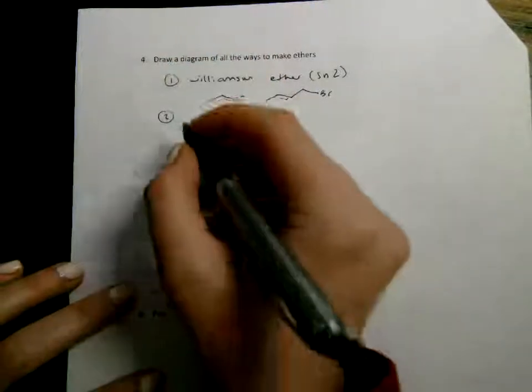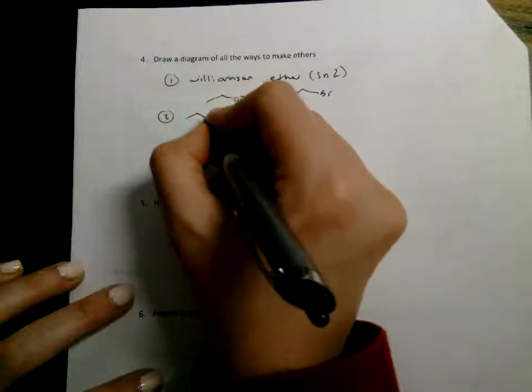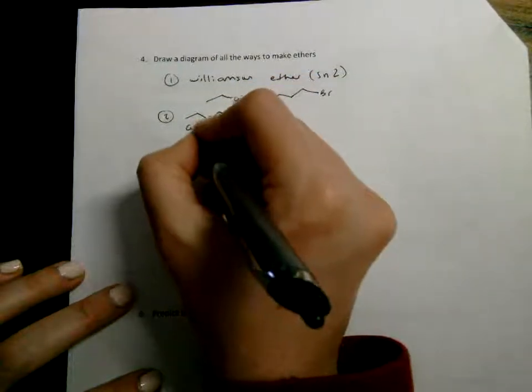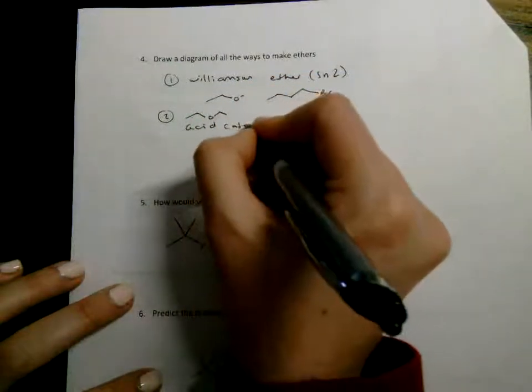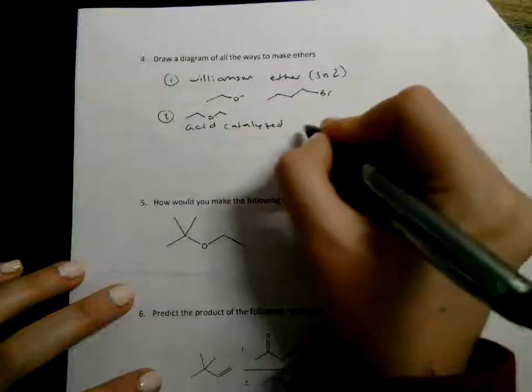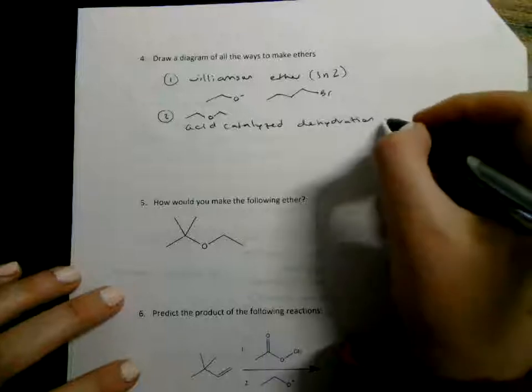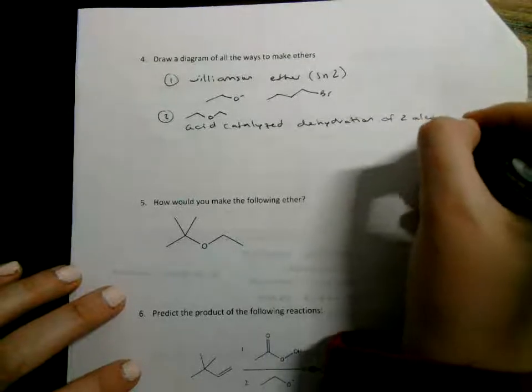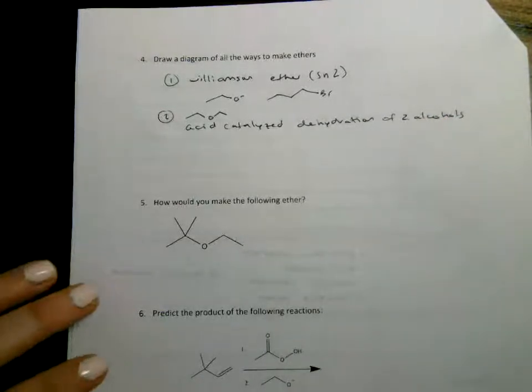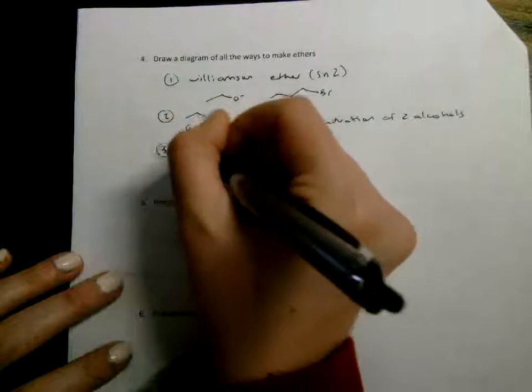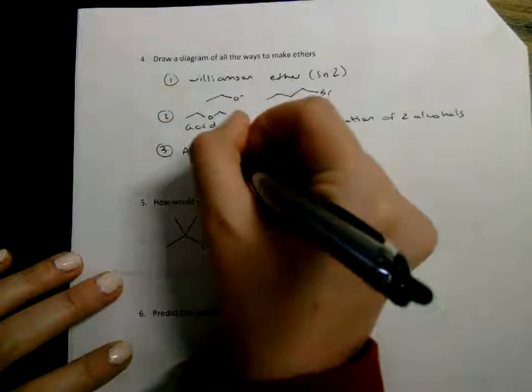Two is if you want a symmetrical ether like this, you can do acid catalyzed dehydration of alcohols to give you a symmetrical ether. The next is you could do alkoxymercuration.